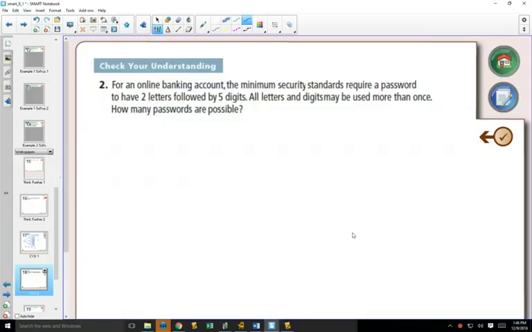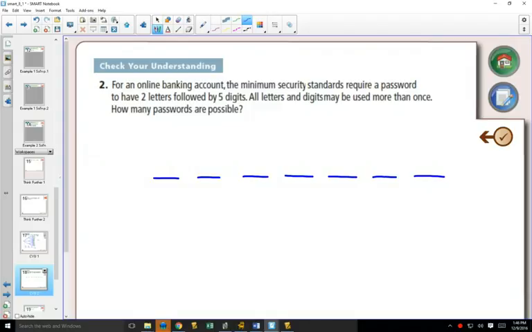Now, if you have an online bank account, it needs 2 letters followed by 5 digits, and we want to use the fundamental counting principle. We have to figure out how many decisions need to be made, because we need to figure out how many spaces we need to write down. And if it's 2 letters followed by 5 digits, does it make sense that you have 7 decisions to make?